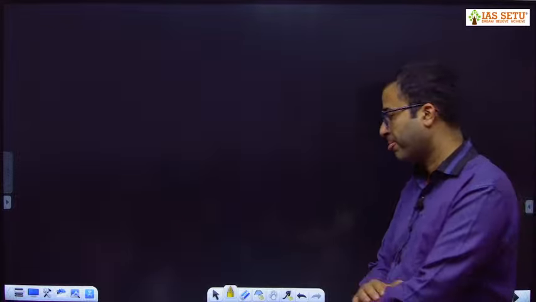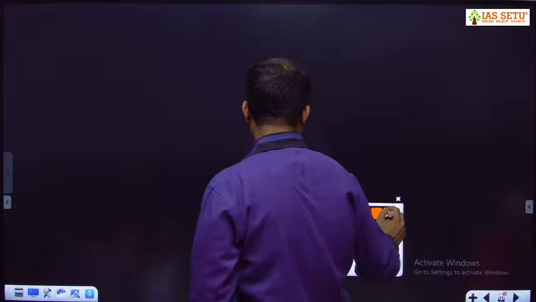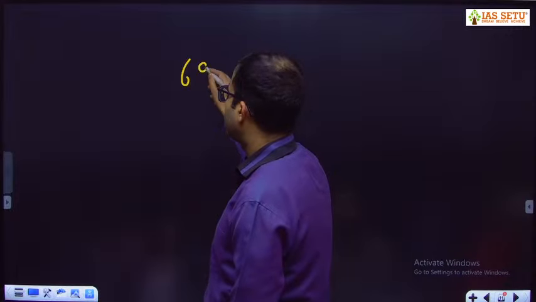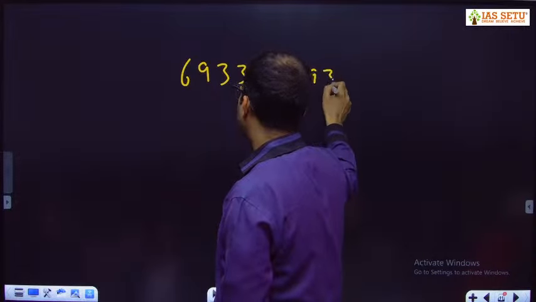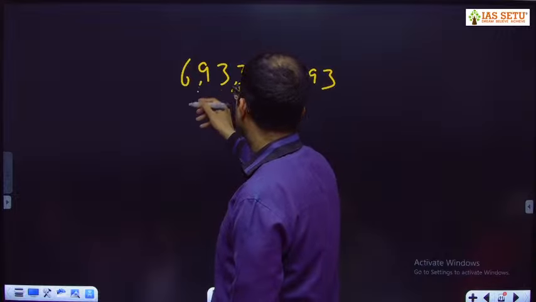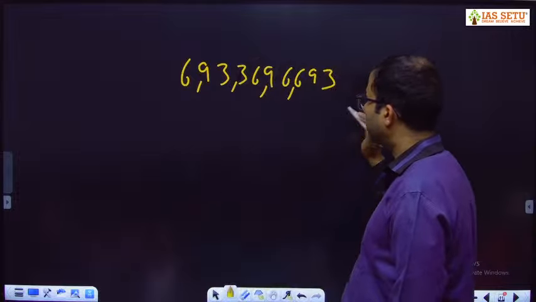बता दो कैसे? Like here, if the number given is 6 9 3 3 6 9 6 6 9 3, ठीक है? तो कुछ भी नंबर है ऐसा बड़ा.